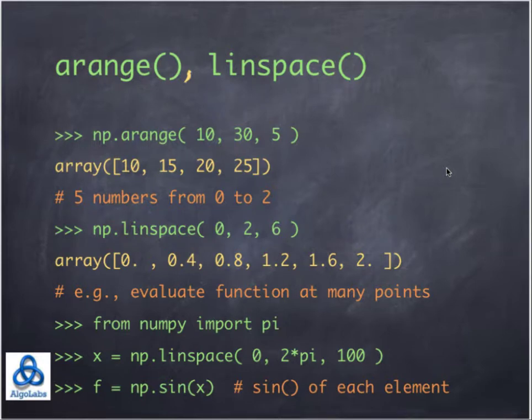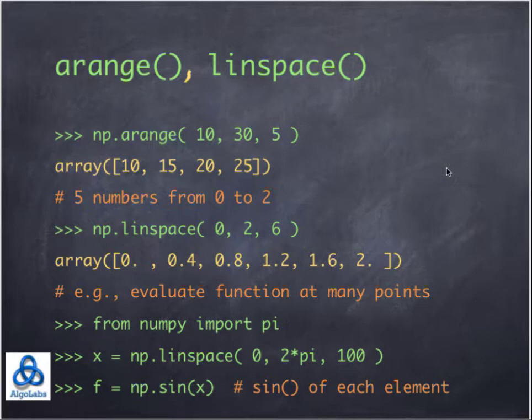Now here is another example. Arange, we said, behaves like range. So if we say arange(10, 30, 5), it's just like range. Start at 10 and go up to but not including 30 in steps of 5. So this is 10, 15, 20, 25 and then it stops because the next number would be 30.